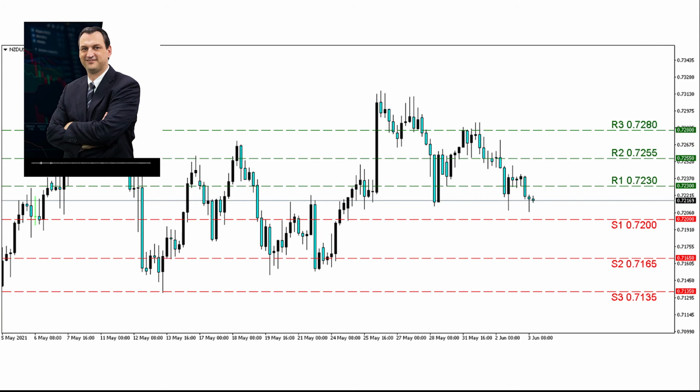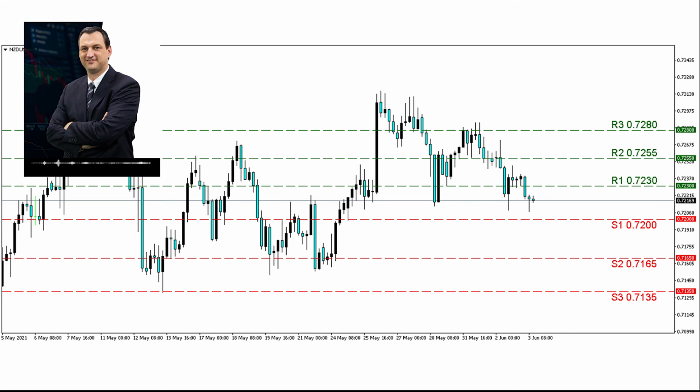Moving now to NZD/USD for our chart. In the past several weeks, the Kiwi has been moving in a sideways motion against the USD between our current R3 0.7280 line and our S3 0.7135 support.